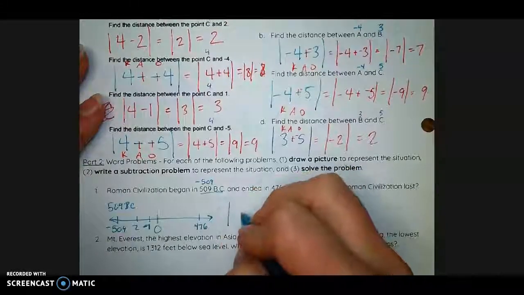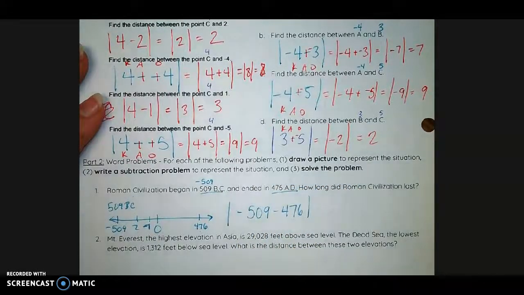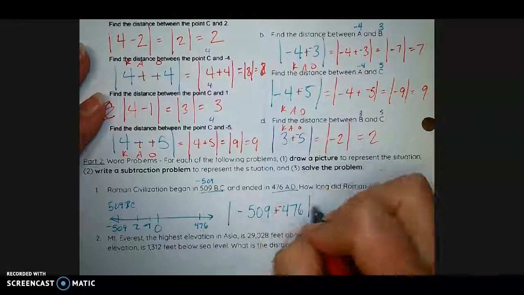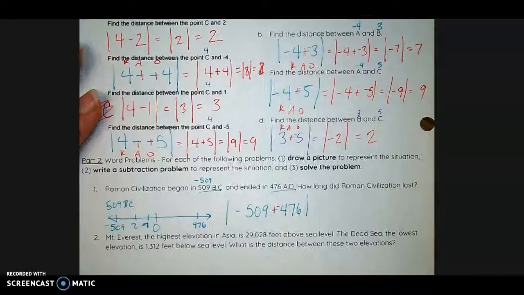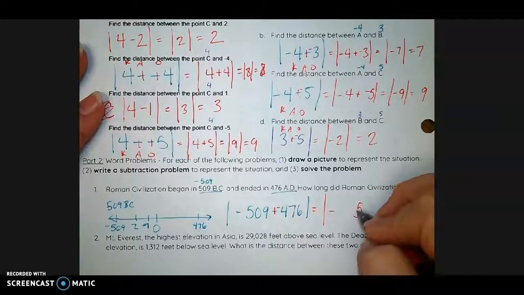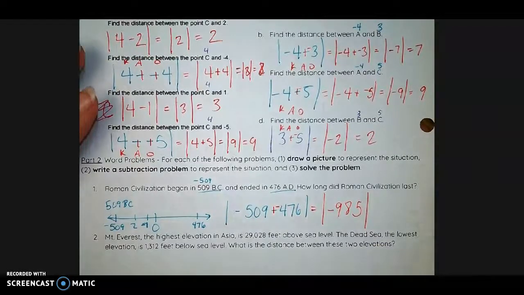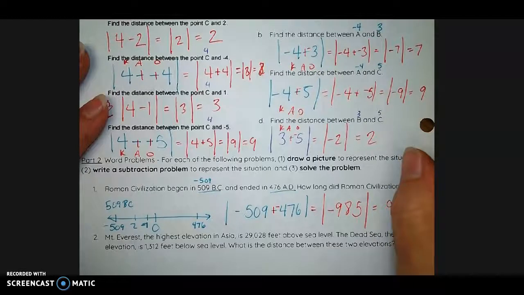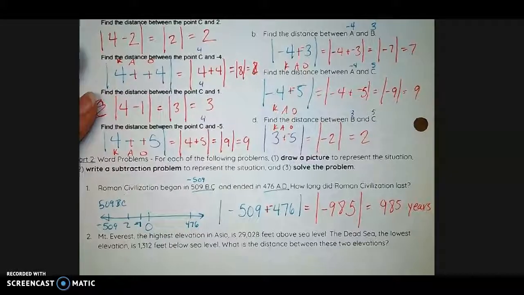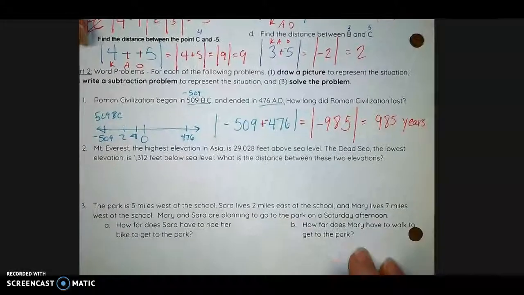So to find the distance between them, I'm going to do 509 minus 476. So that's going to be my subtraction problem. Now remember, I'm going to add the opposite there. So add the opposite. These are both now negative, which means I'm going to add them together. And I am going to get a negative answer of 985. Check my addition there. I did mentally. And that means that there are 985 years that the Roman civilization lasted for. So 985 years was how long it lasted for. Impressive. Way to go, Romans.